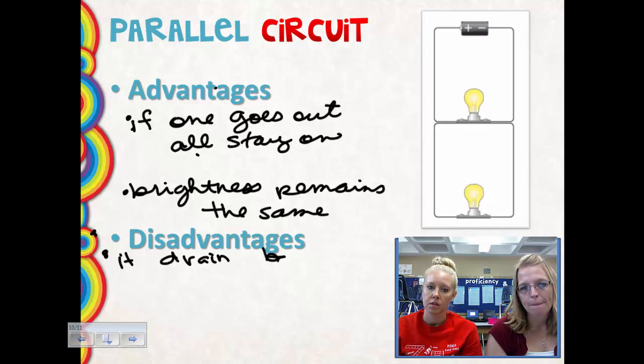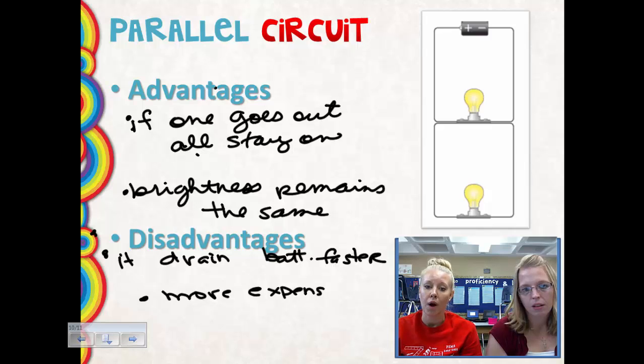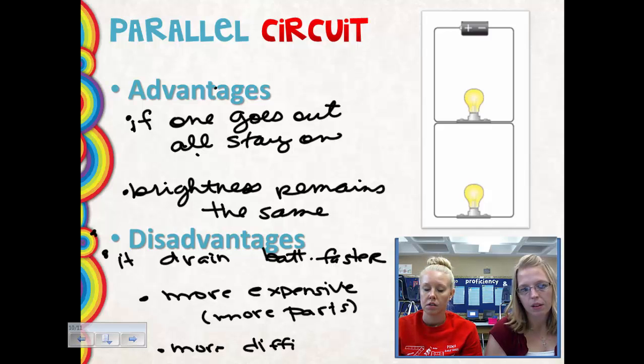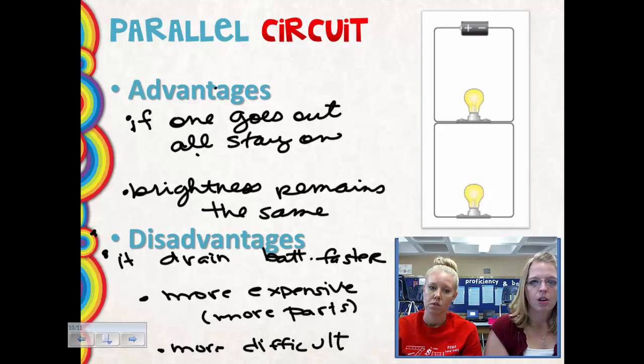Drain battery faster. And then another disadvantage is it's more expensive to build because in order to create those other pathways, you have to have more wire. So more parts. And it's more difficult to build. Okay, so write these advantages and disadvantages down, and you will build some parallel circuits in the next couple activities. So you'll kind of see how that works with the advantages and disadvantages.